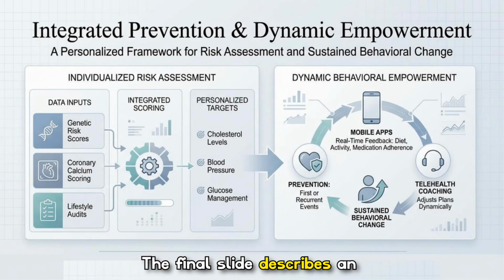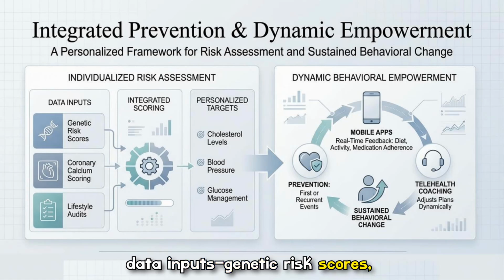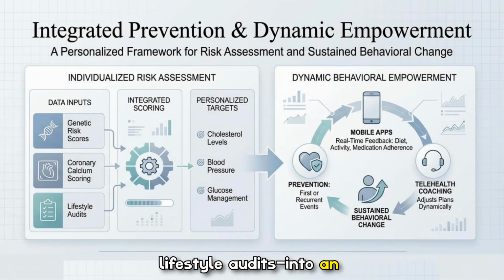The final slide describes an integrated, personalized prevention model that combines data inputs, genetic risk scores, coronary calcium scoring, and lifestyle audits into an integrated score with tailored targets for cholesterol, blood pressure, and glucose. That assessment feeds dynamic behavioral empowerment through mobile apps and telehealth coaching, providing real-time feedback and sustained support to prevent first or recurrent cardiovascular events.